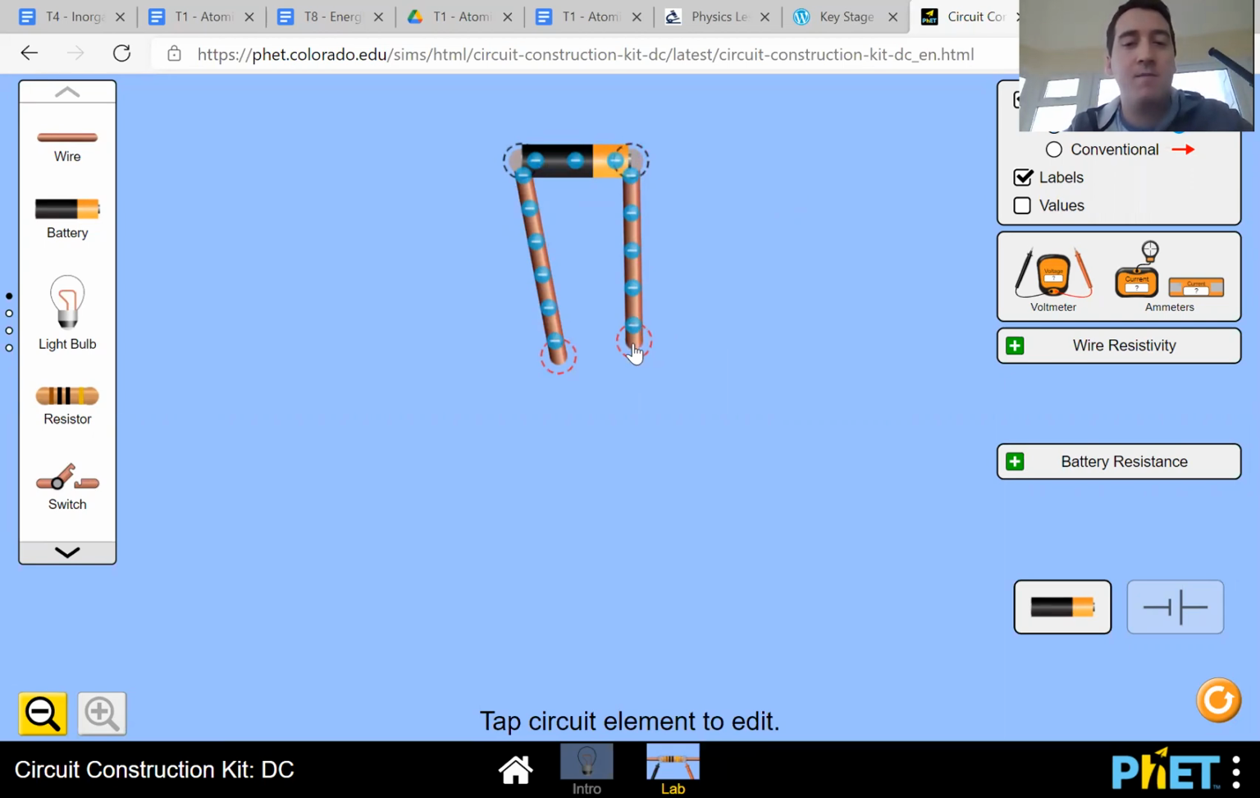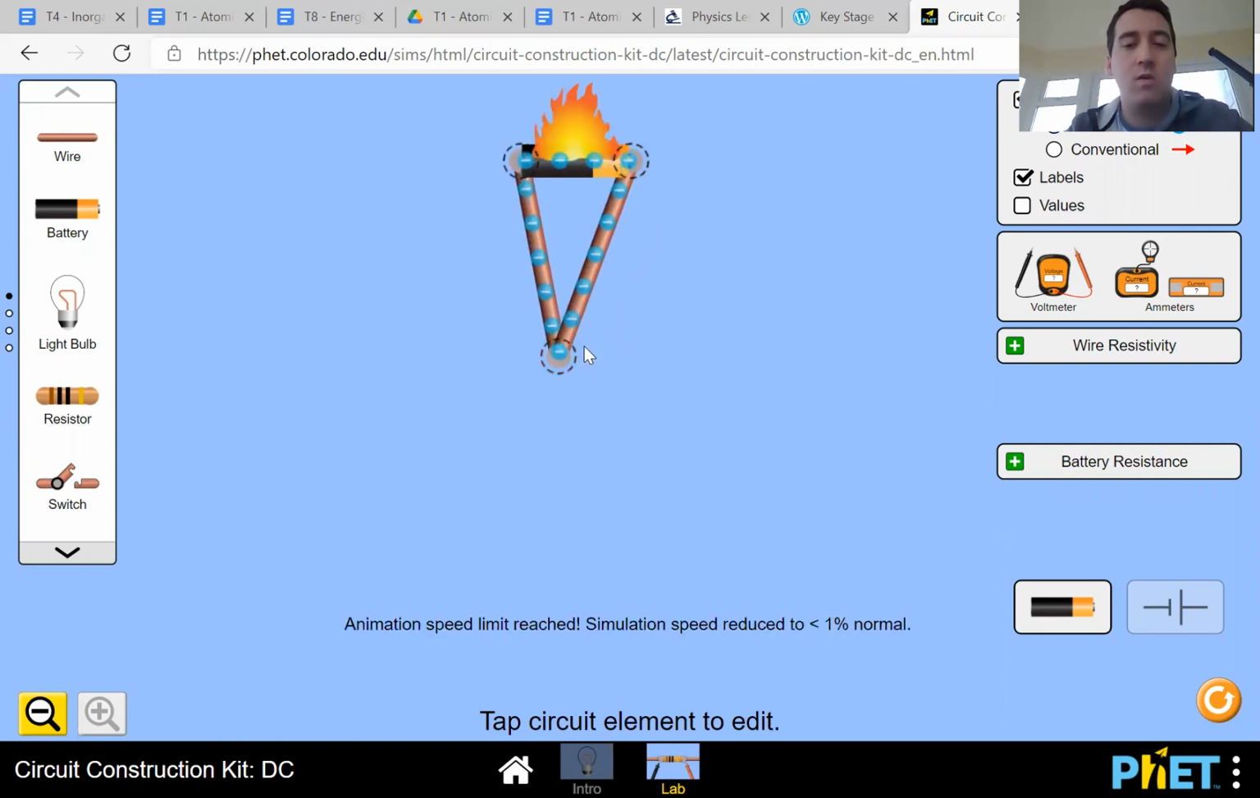So there's nothing happening. Watch what happens if I just connect the 2 wires together. Whoa, what's going on? That's crazy. And look down here, it says animation speed limit reached. The simulation speed is reduced to less than 1% of normal. So that means really coulombs of electrons are going 100 times faster than this. So this is crazy fast. And watch what's happening here. The circuit is overheating.